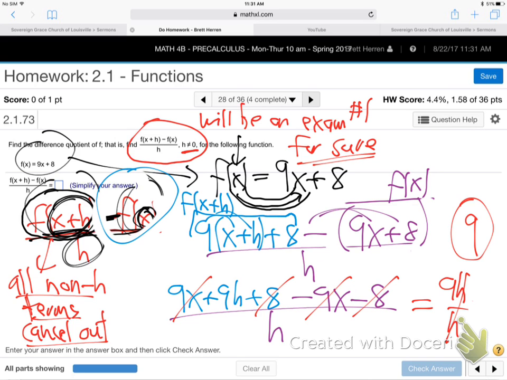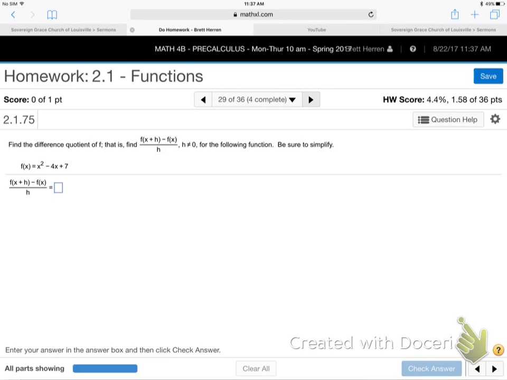Good, let's try it now. They get a lot harder than this. That's just the baby one. Okay, so same kind of thing. They're giving me the toaster, the function, which is a harder toaster this time. X squared minus 4x plus 1.